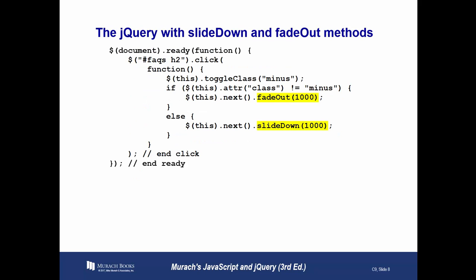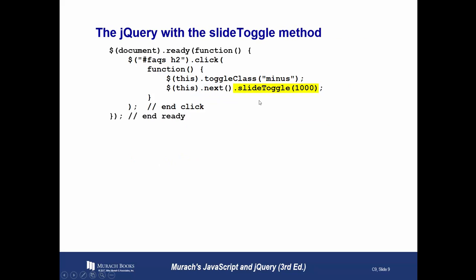In the first example that they show here, it's similar to the code we saw in the previous chapter. When the user clicks on an H2 element, the function for the click event uses the toggle class to either add or remove the class name minus. All right. And here's another example where rather than using fade out with a slide down, we use the slide toggle. You get the same results.